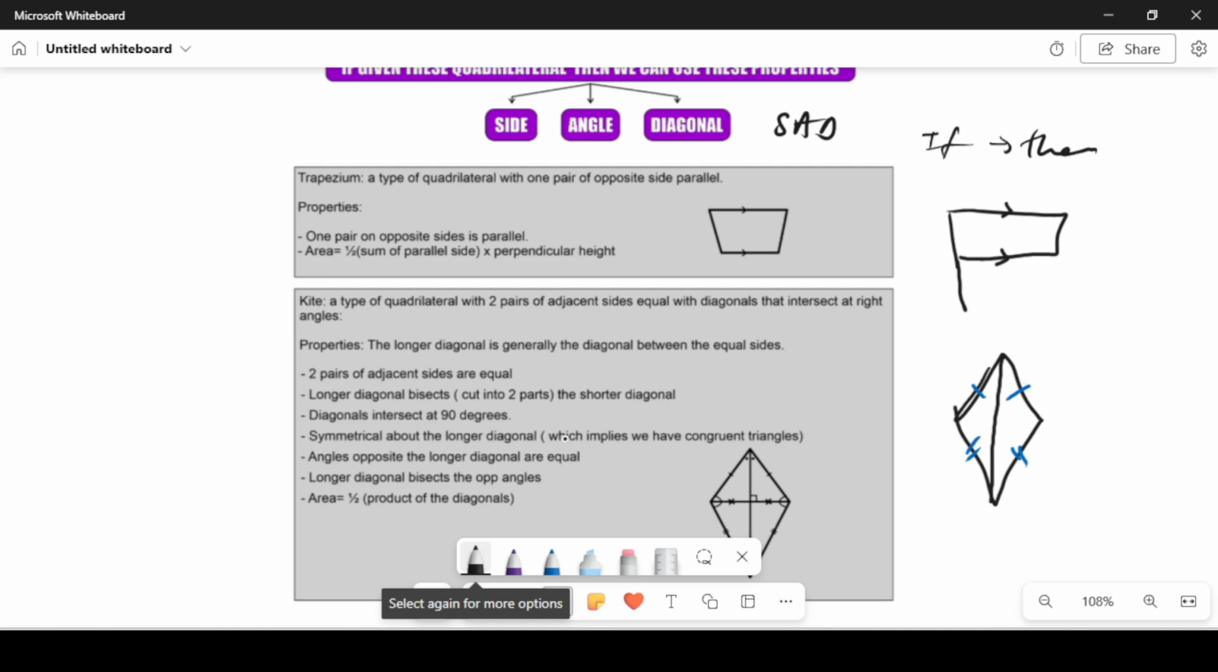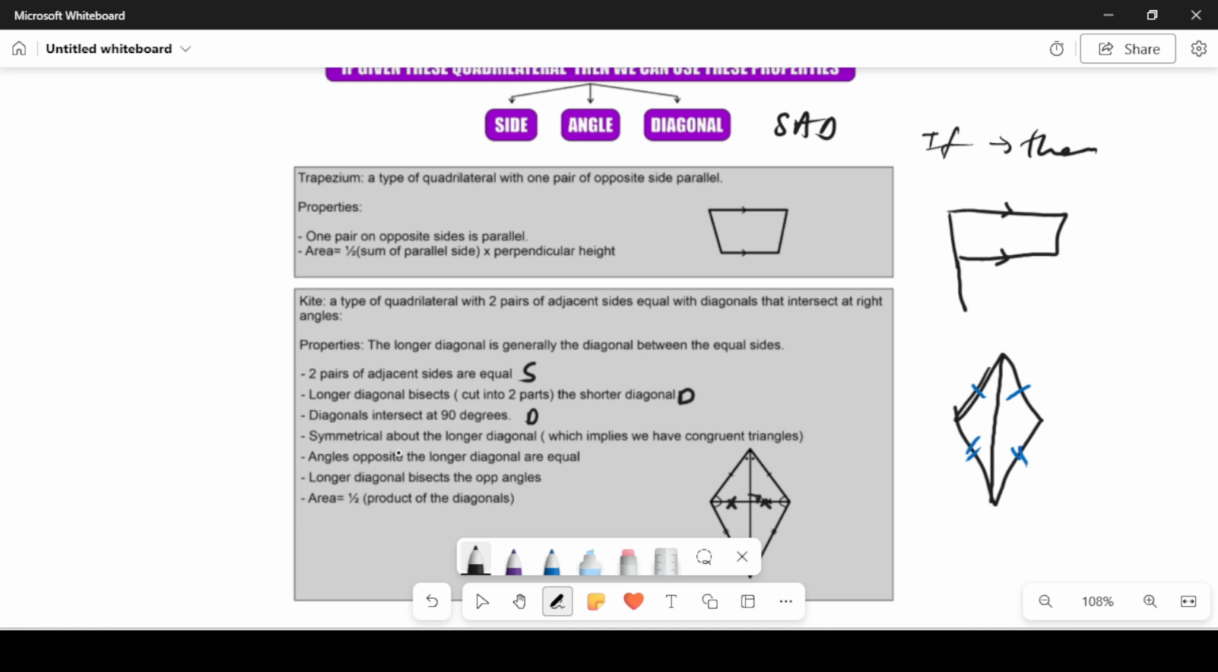The two pairs of adjacent sides are equal. We got that. That and that are equal. Can you see I'm talking about sides? The longer diagonal bisects the shorter diagonal. Now we're talking about diagonals. So where's the longer diagonal? It's here. It cuts the shorter diagonal in half. The diagonals intersect at 90 degrees. There it intersects at 90 degrees.